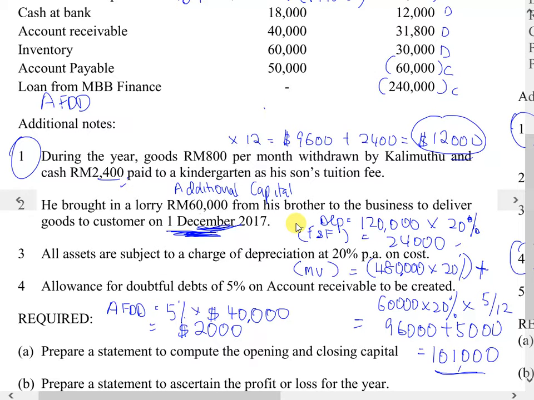Debit or credit balance? Allowance for doubtful debt. Asset receivable is debit. I want to reduce it by creating a provision. Credit. So allowance for doubtful debt, AFDD, I create a 2,000 doubtful debt. Is a credit balance. Bracket. So this question we have to adjust for depreciation. We have to adjust for doubtful debt.